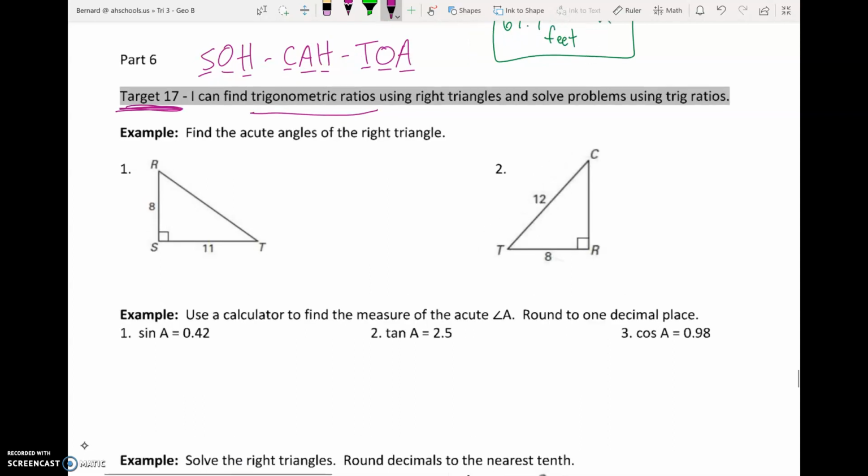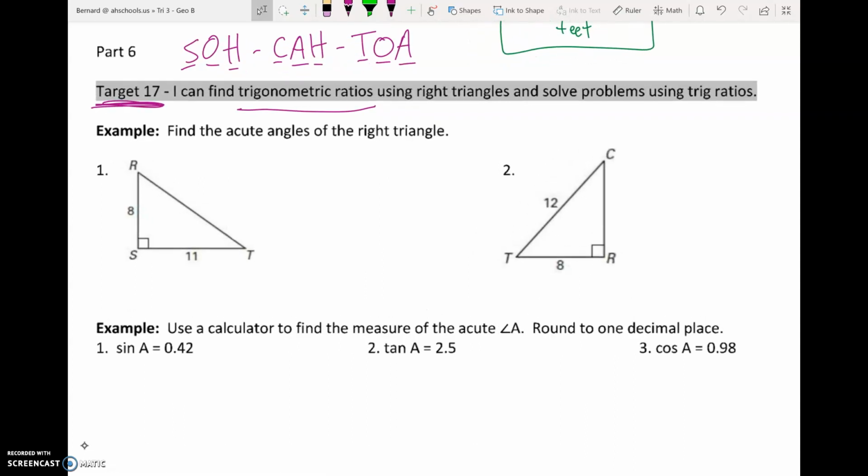Now, we're going to do some different things today. Last time, we used trig functions based around an angle to find a side. Today, we're going to use trig functions still based around an angle, but we're going to figure out what that angle is based on what the sides are. And so that involves doing the opposite of what we did yesterday.